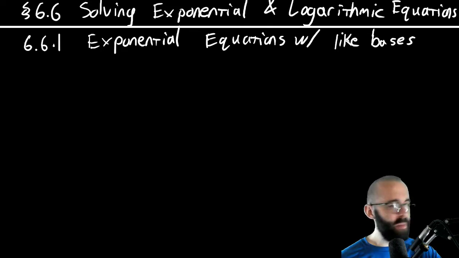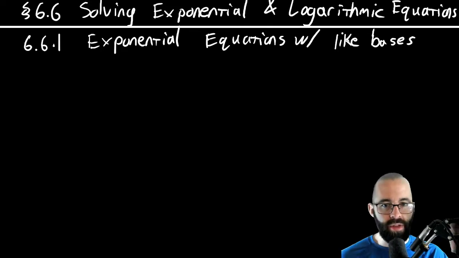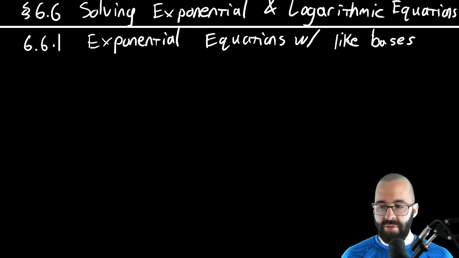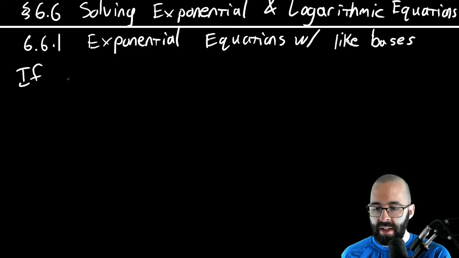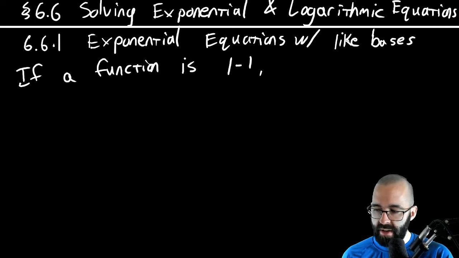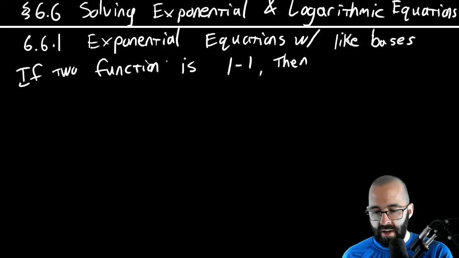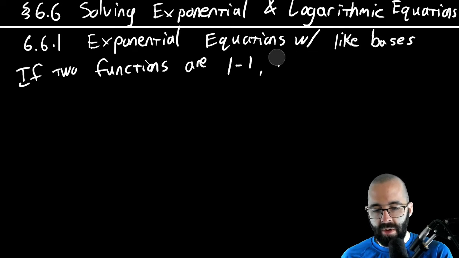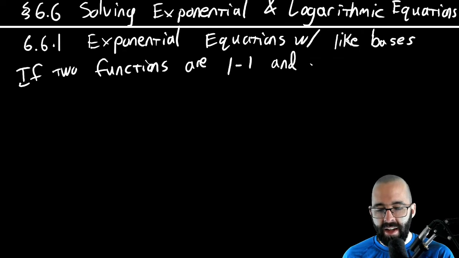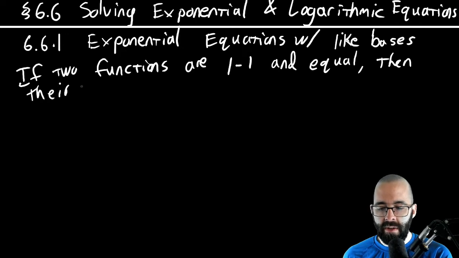So let's remember something that we talked about a long time ago in chapter 3. One-to-one functions. If two functions are one-to-one and equal, then their insides must be equal.